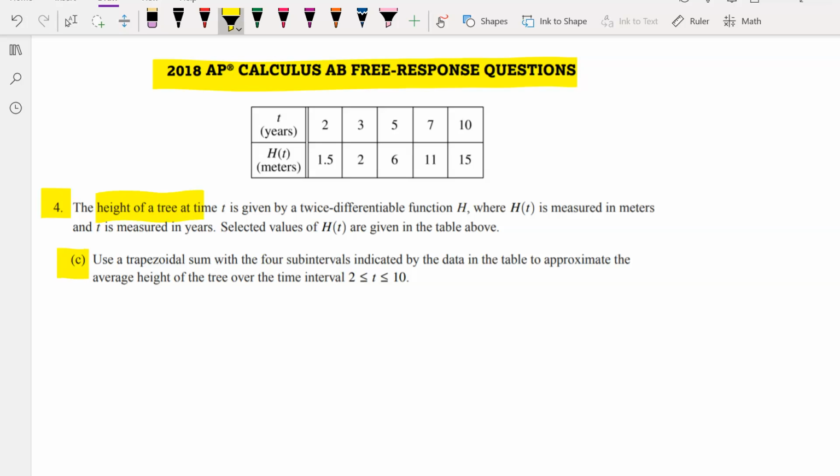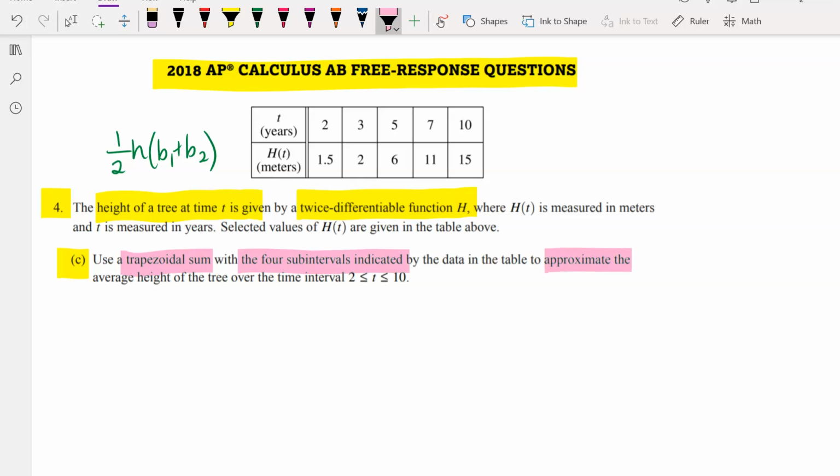Recall we're talking about the height of a tree at time t, and we're given a twice differentiable function h up in the table. In part C we're asked to use a trapezoidal sum. Yay! Trapezoidal sum, so we're going to need to know 1/2 the height times the sum of the bases. I like that formula. I know you guys prefer it too. With 4 subintervals to approximate the average height.